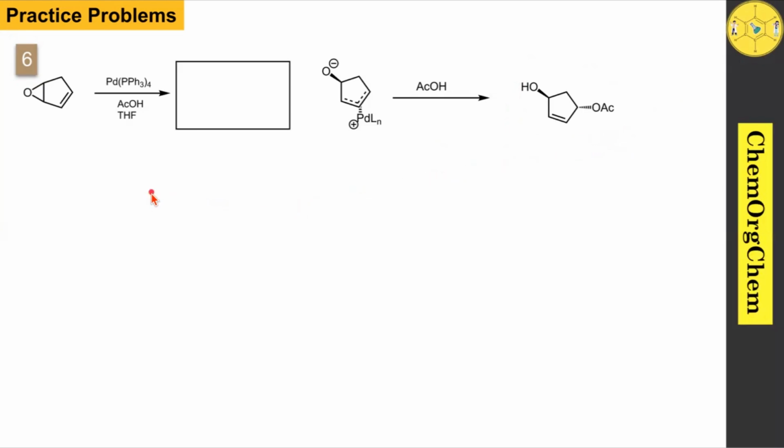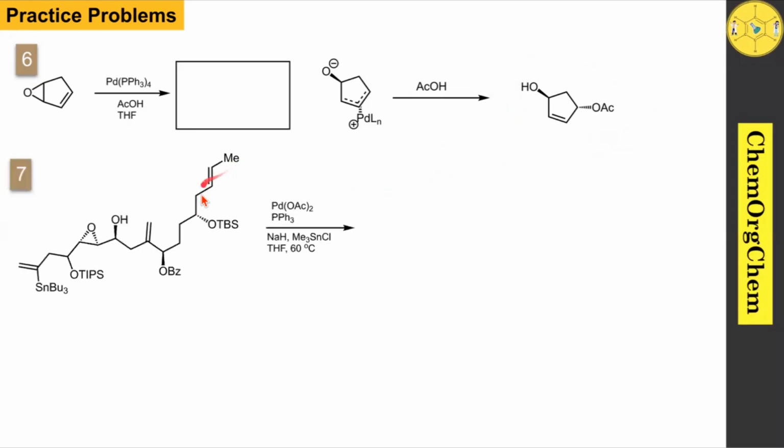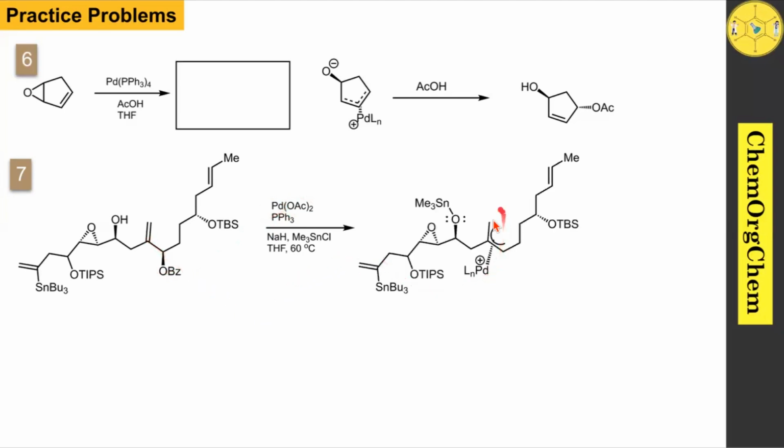So let's move to our seventh practice problem. This is one of the complex problems. Here first we need to figure out where the allylic part with the leaving group is present under this reaction condition. Here you can see that this is the allylic part along with the leaving group. For this condition, palladium 0 is generated in situ, which interacts with this alkene from the bottom face, which leads to generation of the respective pi-allyl palladium cationic complex.